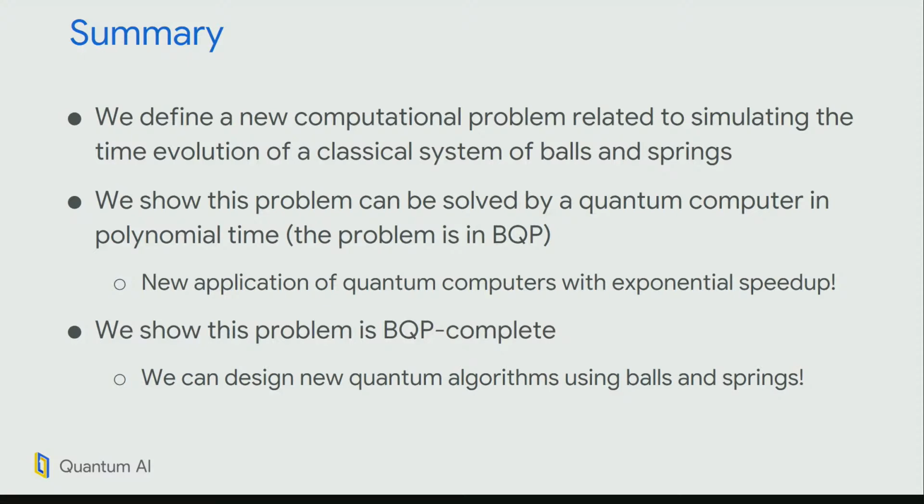On the other hand, we also show that the problem is BQP complete. One interesting thing about this is that it's a purely classical problem, as I'll describe to you. But the other upshot of proving something BQP complete is that you can design new quantum algorithms through the classical system. So you could recover known quantum algorithms by just analyzing systems of balls and springs. I'll give you an example of that as well in this talk.